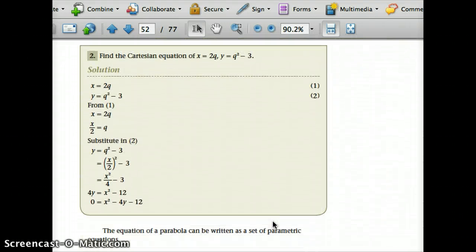Here's another one. Find the Cartesian equation of x equals 2q, y equals q squared minus 3. Let's see if the process is the same. x equals 2q. Let's get it in terms of q. So q equals x on 2. I'm going to put that x on 2 in for q in the y equation. Yes, there it is: x on 2 squared minus 3. Then continue until you end up with an equation in terms of y and x. Nothing to it. You probably noticed that's an x squared equals 4ay equation.